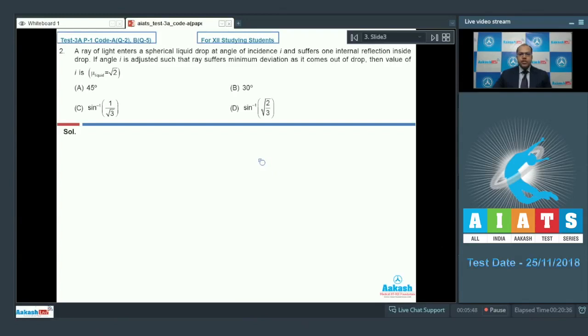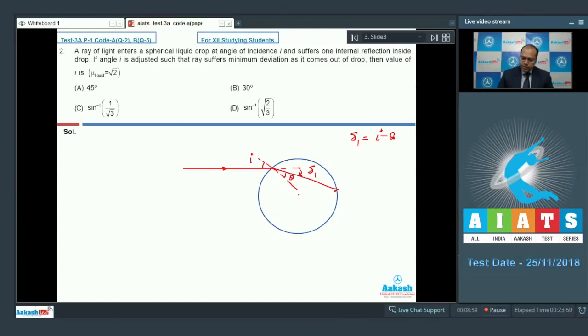First of all, I am drawing a spherical liquid drop. Suppose this is the spherical liquid drop. Let the ray be incident on this sphere at an angle i. This is the ray incident at this point at an angle i. If I draw the normal at this point, the normal will be drawn in this way. So this angle of incidence is i. Suppose the ray moves in this direction, then let this be the angle theta, which is the angle of refraction. So this is the deviation delta 1, and it is clockwise. Deviation delta 1 is i minus theta.